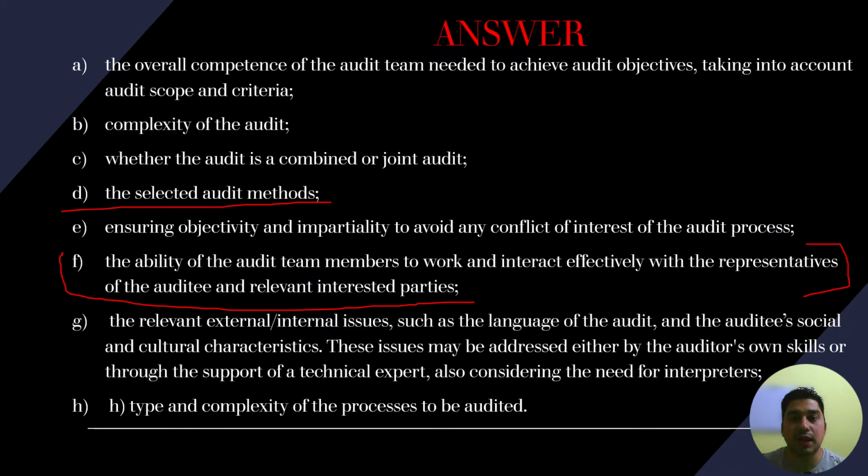Complexity of the process: chemical production is a very complex and very risky process. As per that, we have to choose the competency of the audit team member. Your audit team member should be competent to audit that particular process. In this way, you have to answer the question, and I have included so many points here. You can choose any one.